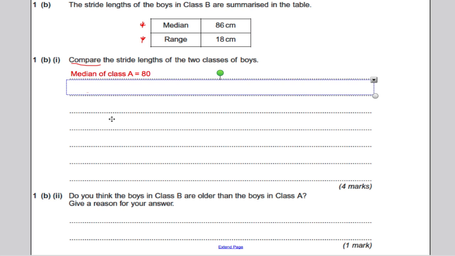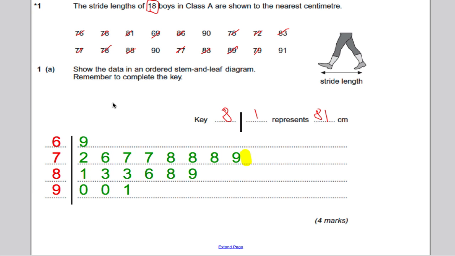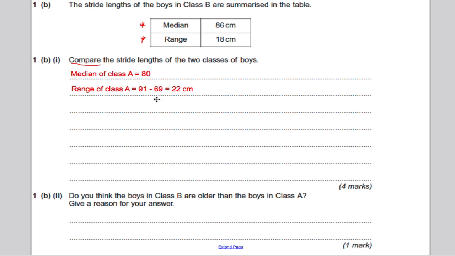We also have the median of Class B. But let's work out the range of Class A. Class A, the range is going to be 91 take away 69. So the range of Class A is 22. So we've got the median of Class A, we've got the range of Class A. Now we can make our comparison. So what can I see?